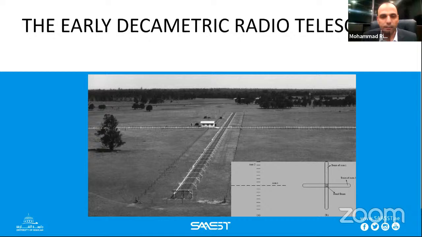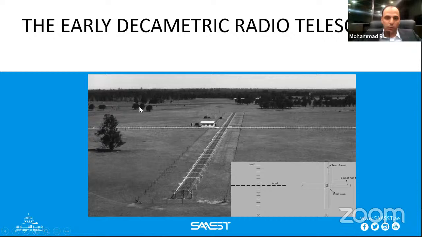This array, arm two, extends south-north. This is called a broadside array, as we will describe later. It has an east-west beam, and this array is responsible for this beam. So it gathers the radio signals from this region extending east-west.